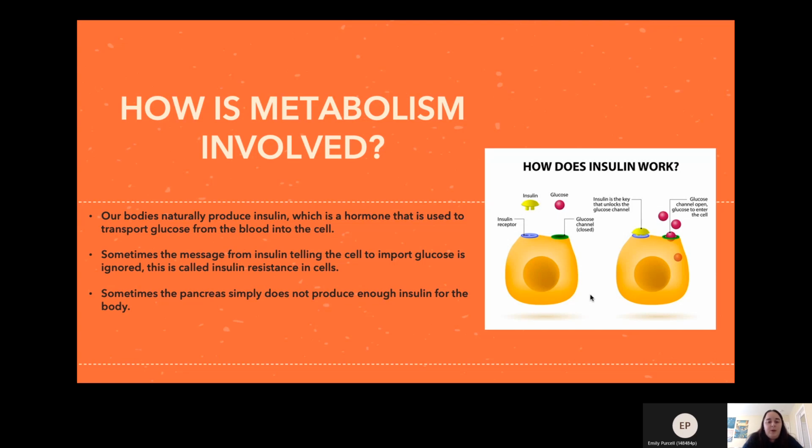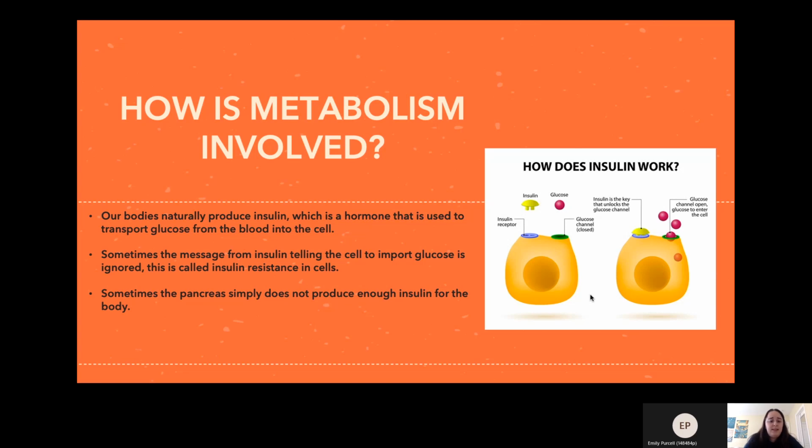So now I want to talk a little bit more about how metabolism is involved in type 2 diabetes and talk more about insulin. Our bodies naturally produce insulin. It is a hormone that is used to transport glucose from the blood into the cell. I have a picture here on the right showing how insulin works. Insulin goes into the insulin receptor on the cell, and this tells the glucose channel to open and allow glucose to enter the cell. Then glucose can undergo glycolysis and pathways like the citric acid cycle, and ATP can be produced and used by the body.